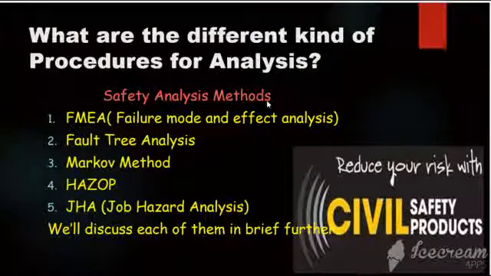Thanks, Piyush. Now I will tell about safety analysis methods. There are 5 methods for safety analysis. First, FMEA, failure mode and effects analysis. Second, fault tree analysis. Third, Markov method. Fourth, HAZOP, and fifth, job hazard analysis. We shall discuss each of them in brief further.